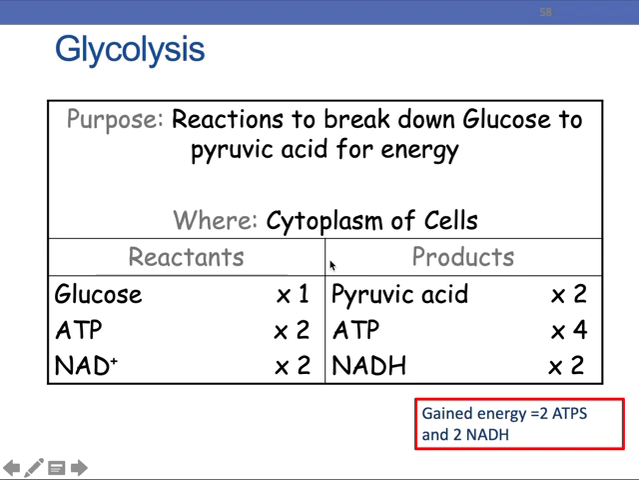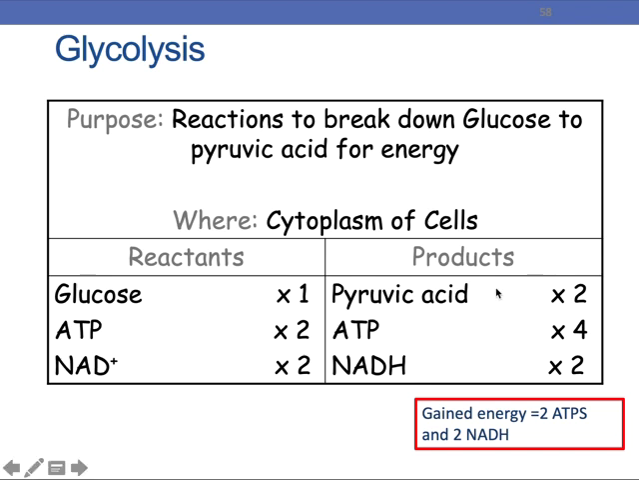So let's do some accounting of what's going on in glycolysis. What's the purpose of glycolysis? The whole purpose is to break down glucose into pyruvic acid and to release energy, to produce energy. Where does it happen? It happens in cytoplasm of all cells, both eukaryotic and prokaryotic cells. What are the reactants in this process? So you have glucose, you have ATP, because ATP is used at the beginning, and then you have NAD+, which is then converted into NADH.